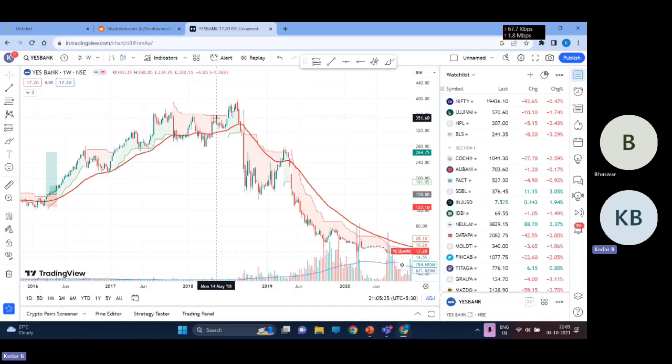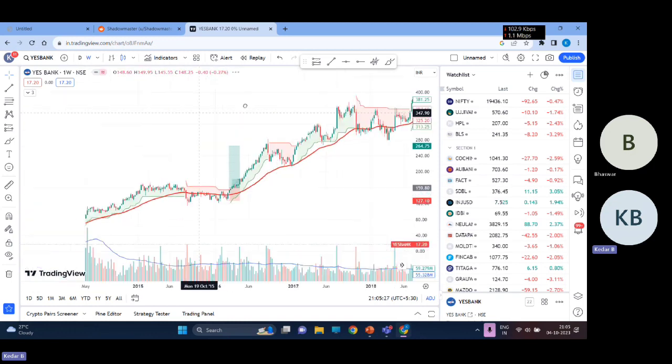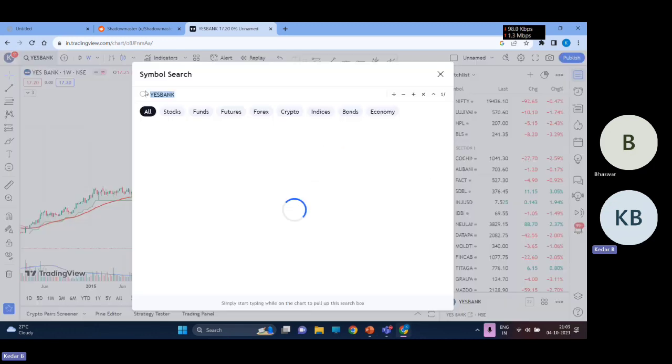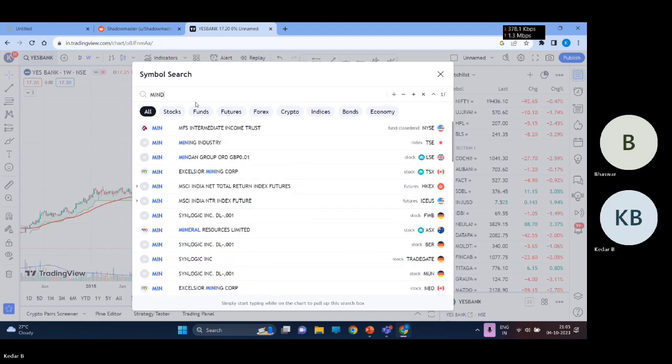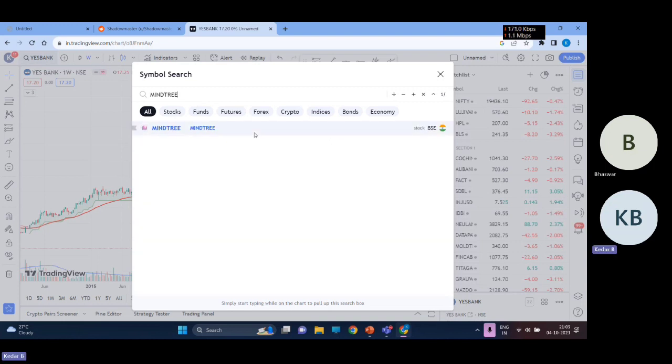So let's hop on to the charts to see the live examples. Okay. Which one should I take? Okay, let's take this one, Mind Tree.